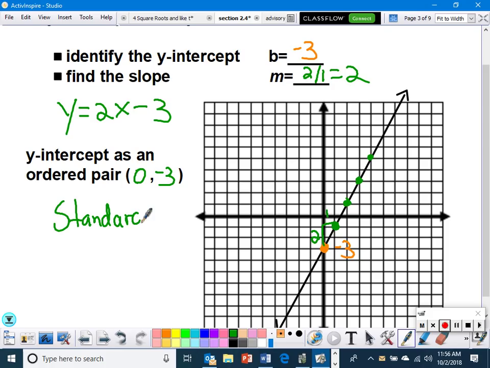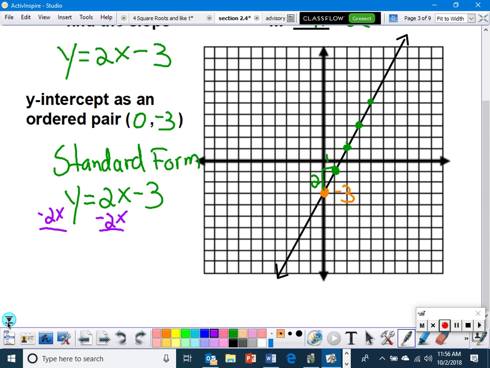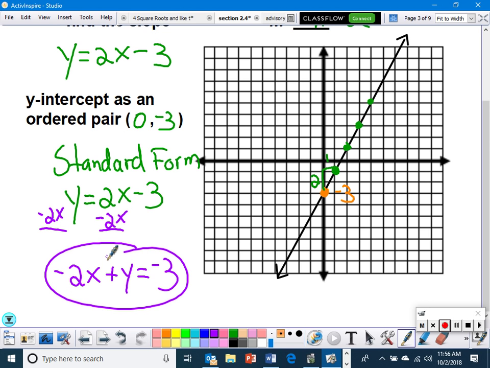Okay, we're going to now put it in standard form. Less work with this one because we do not have a denominator. All we need to do to put it in standard form is move the 2x, so subtract 2x from both sides. So we end up with negative 2x plus y equals negative 3. It is now in standard form.